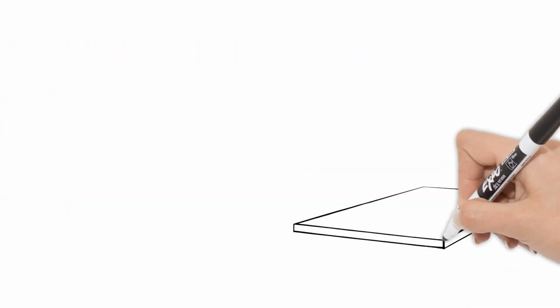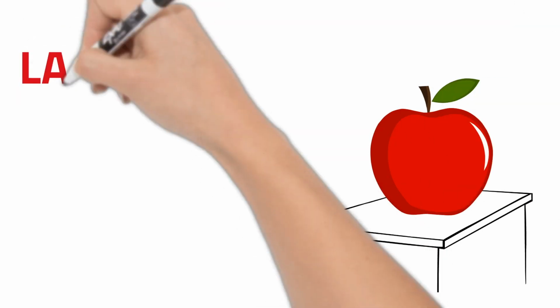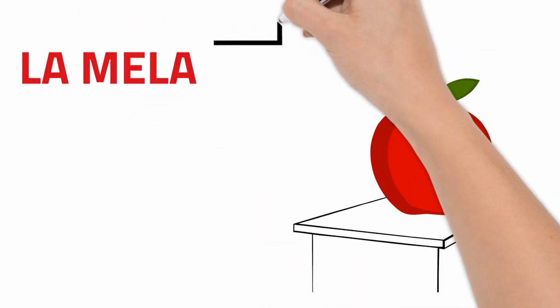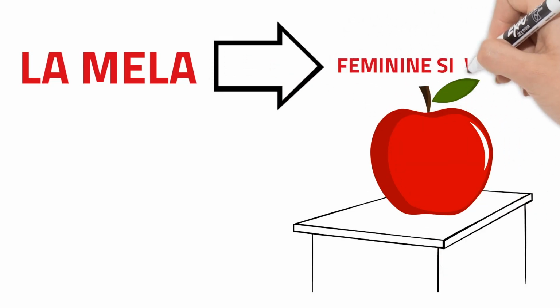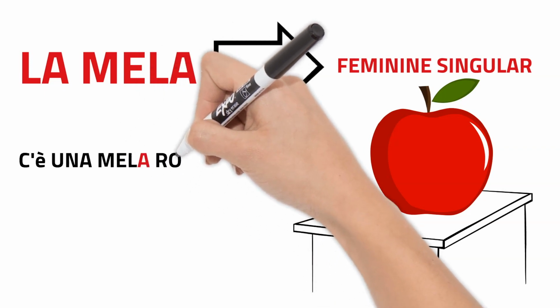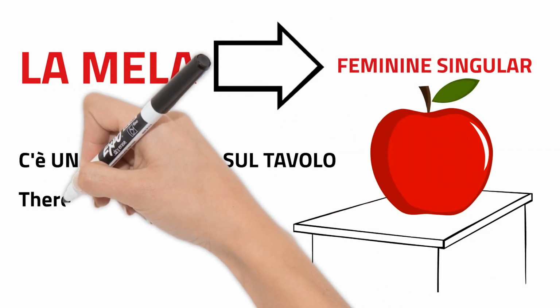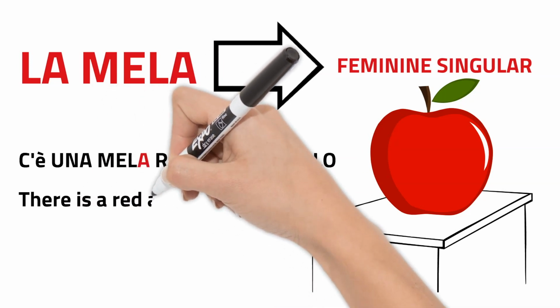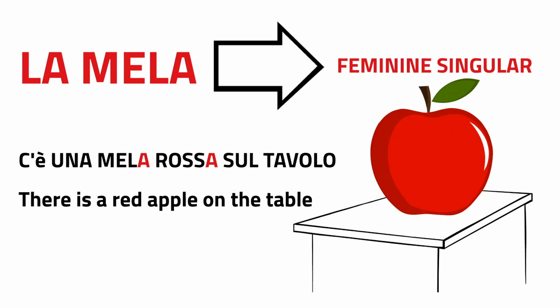Let's start drawing something. Over here we have tavolo, and over here we have mela. La mela means apple, and it is a feminine singular noun. Therefore, let's make a sentence with it. C'è una mela rossa sul tavolo. That means there is a red apple on the table. As you can see, both mela and rossa agree with each other, being feminine singular.